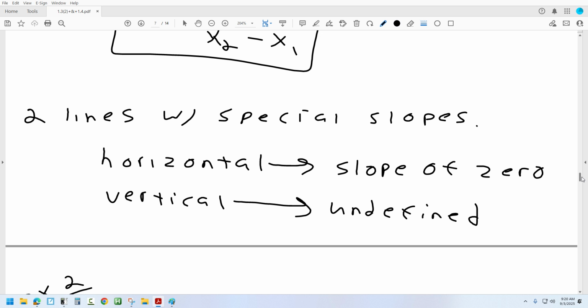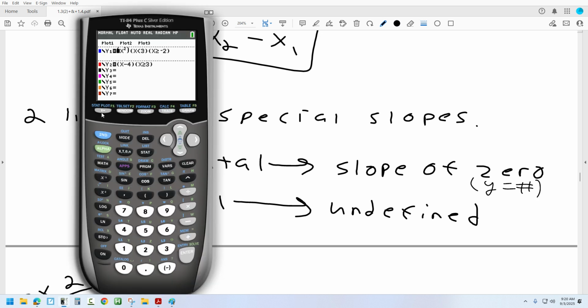Does anybody remember for a horizontal line what the equation looks like? It's simpler than y equals mx plus b. It's just y equals a number. So I'm just going to put that right here. y equals a number. That is something we can graph on the calculator. If you go to y equals, you can just put in y equals a number. There you go. Horizontal line.